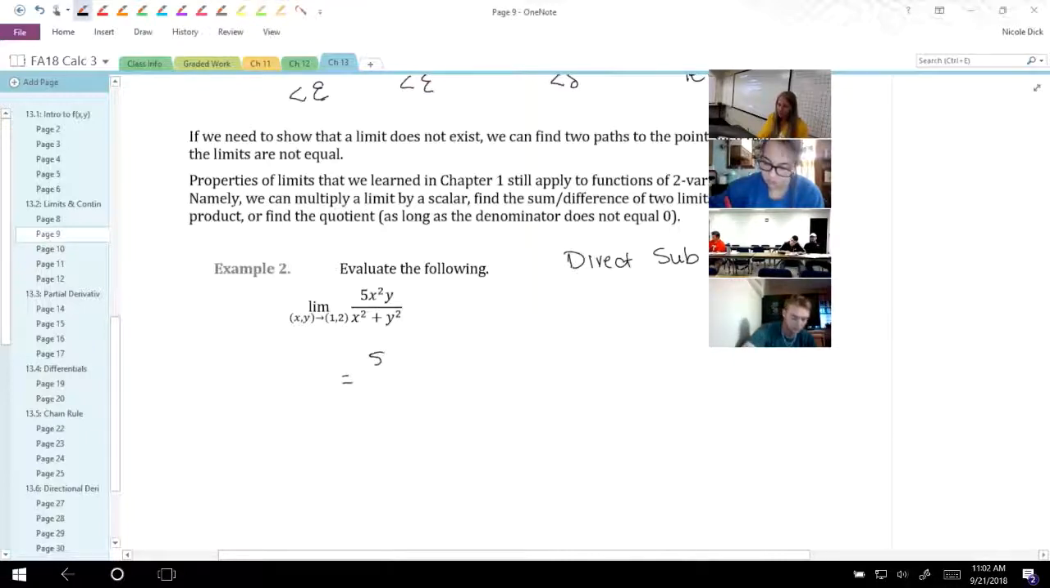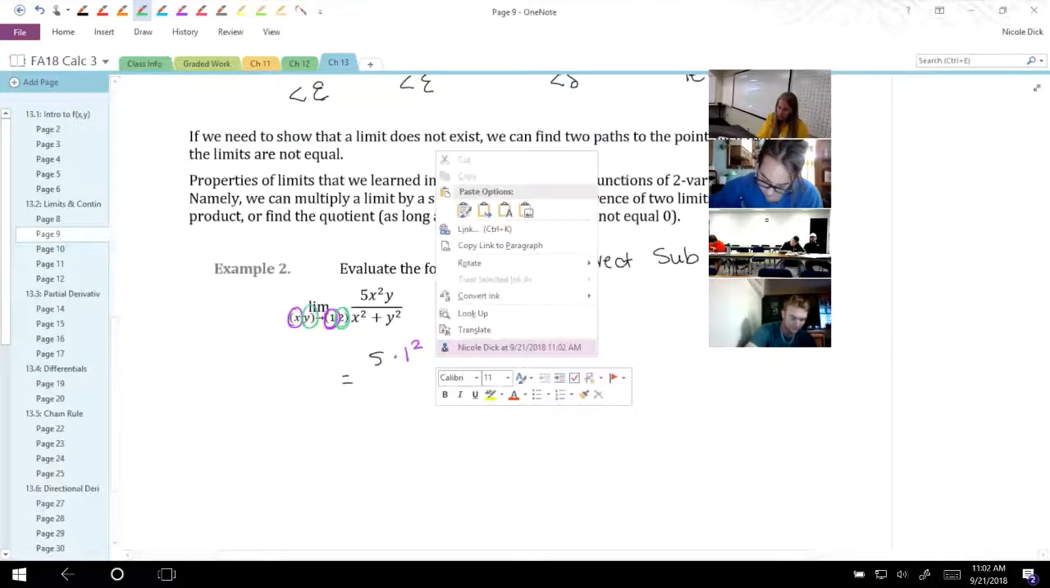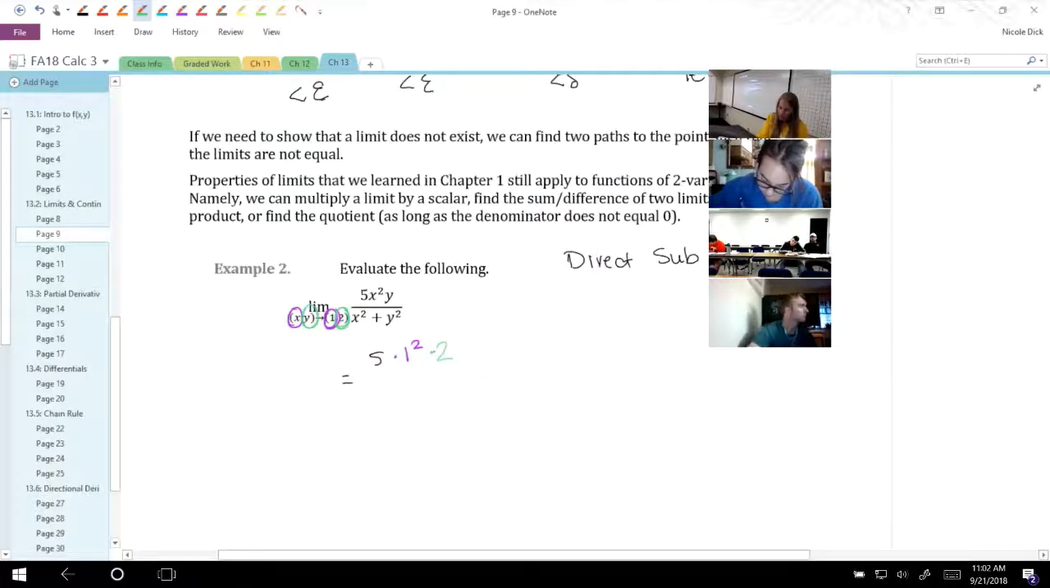If we plug all that in, we have 5 times x, which in this case is just 1 because that's the point we're approaching. So 5 times 1 squared. Y in this problem is 2, which I scribbled over so it's hard to see. So times 2 in the numerator. And then our denominator will again have x squared, but now plus y squared.